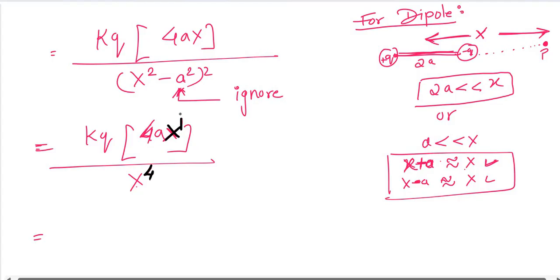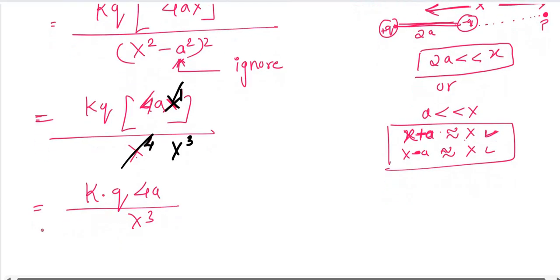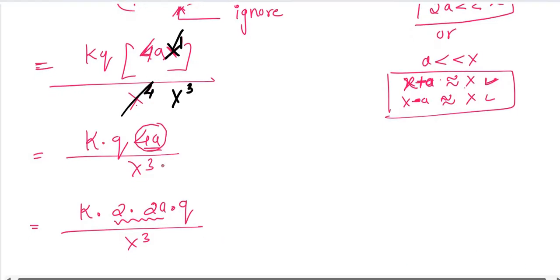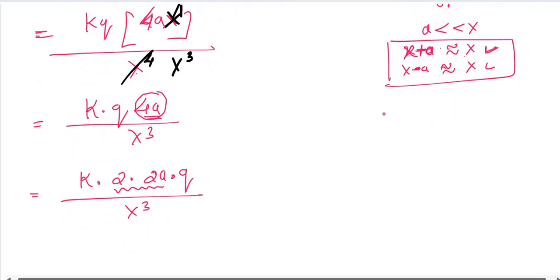x power 1 and x power 4, so these two will cancel, and it will be x cube. Correct? So I am getting kQ 4a by x cube. Okay? We will do a little bit of rearrangement or manipulation. You will see what we will do. Can I write k, and this I can write as 2 into 2a into Q? Can I write it this way? Just a little bit of rearrangement. 4a, I am writing as 2 into 2a into Q. Correct? And we know what 2aQ is.